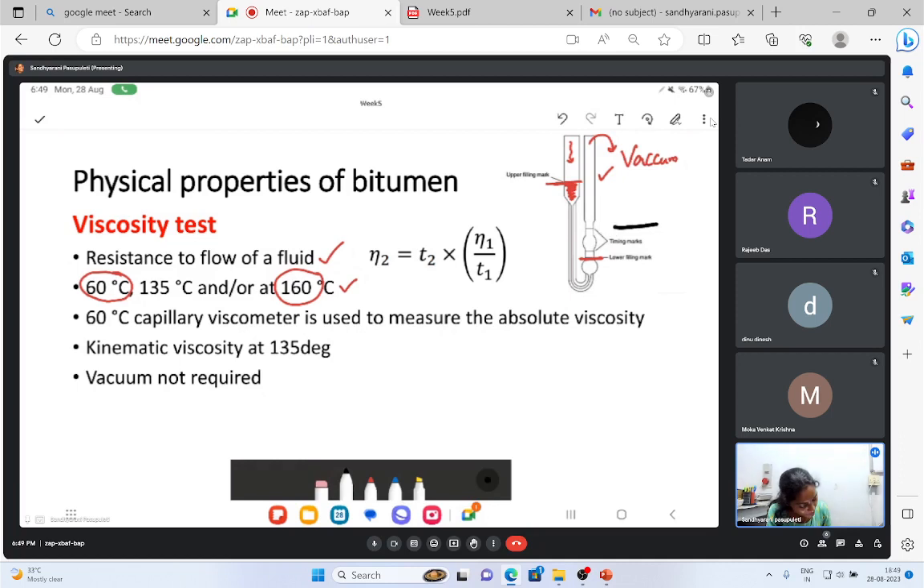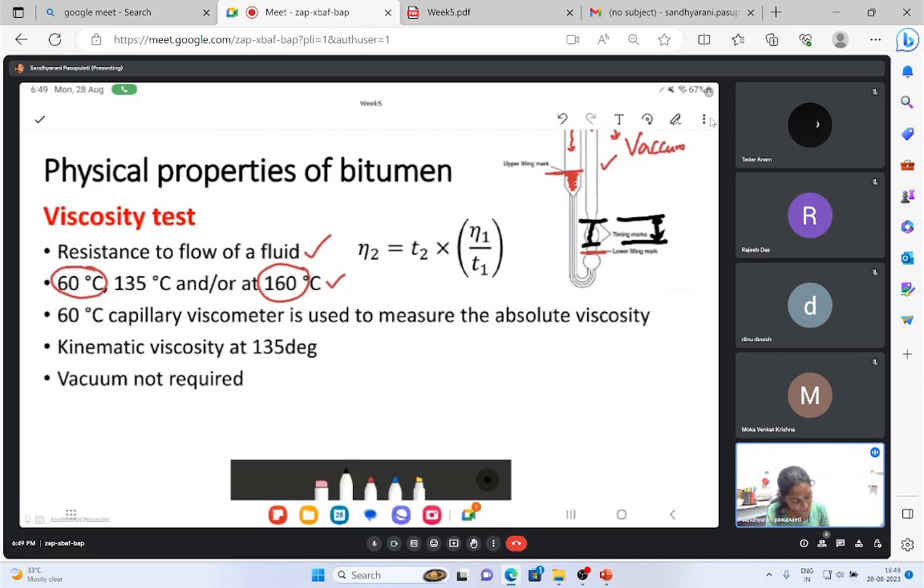Initially it will take some time to travel this distance. When the bitumen is here, we will start the stopwatch and the vacuum will be applied. After a particular amount of time, you can see that the bitumen is reaching here. Then we will stop the stopwatch and note down the amount of time. So if I know that time, let us say the time is T2.